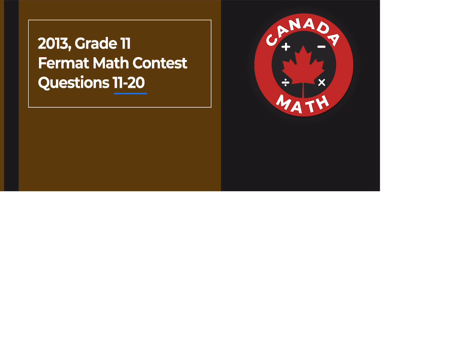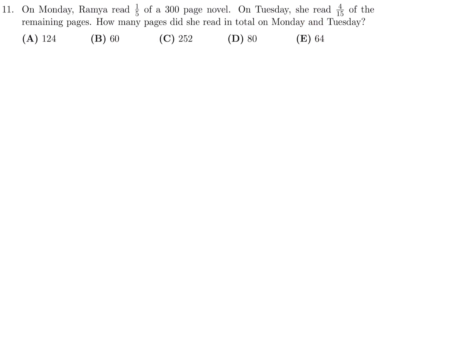Questions 11 through 20 on the 2013 Grade 11 Fermat Math Contest. On Monday, Ramya read 1/5 of a 300-page novel. On Tuesday, she read 4/5 of the remaining pages. How many pages did she read in total on Monday and Tuesday?